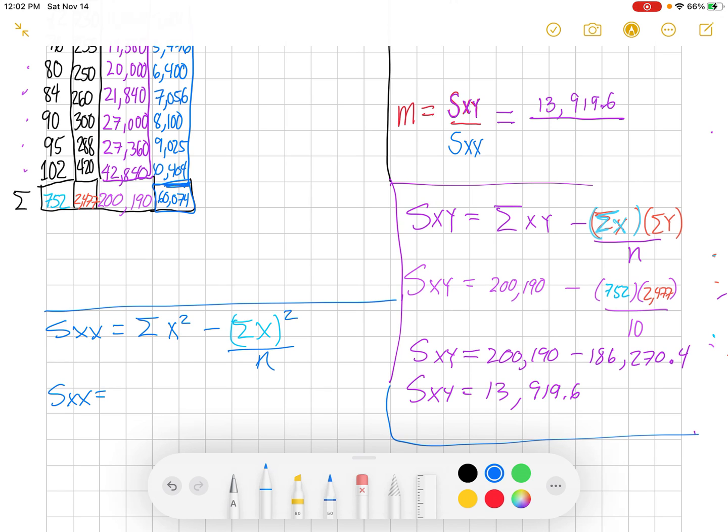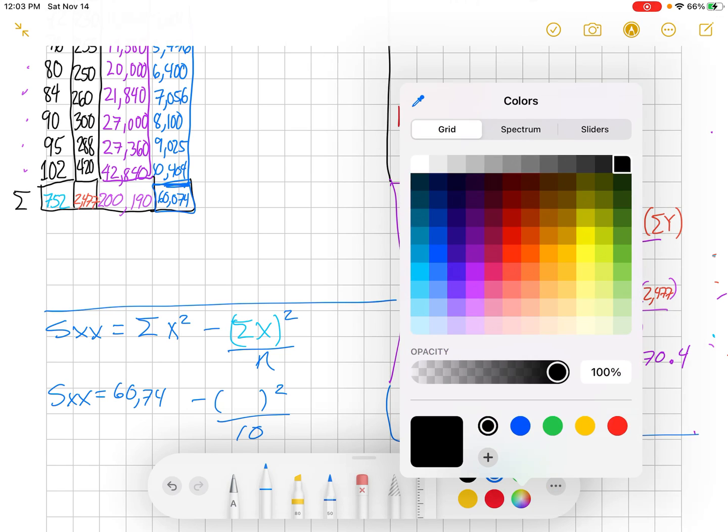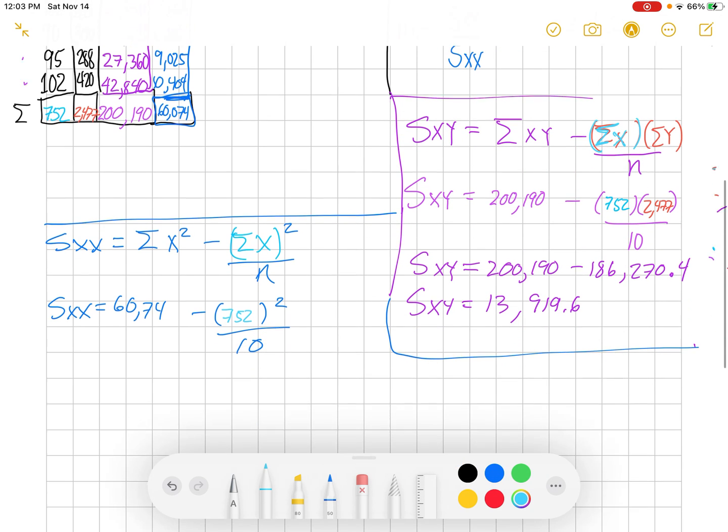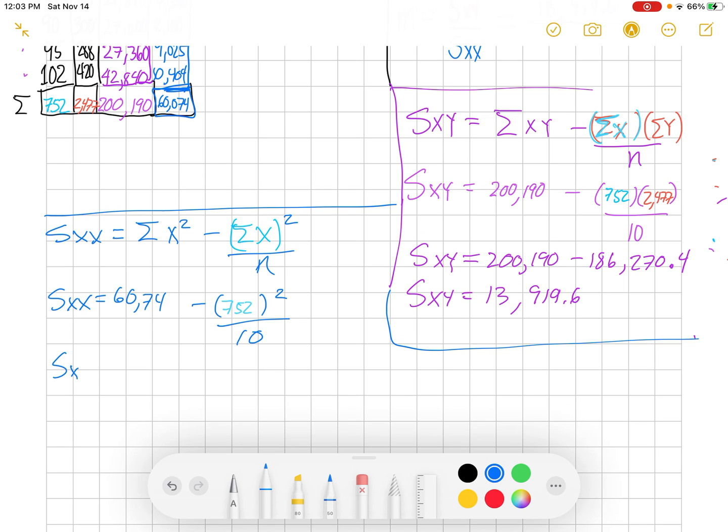So for finding SXX, I'm going to take the sum of the x squares, which is 60,074, and subtract blank over 10, right? The sample size is 10. What are we going to put in place of the blank? The sum of the x's, which we found was 752. So doing this computation, we're going to have SXX equals 60,074.